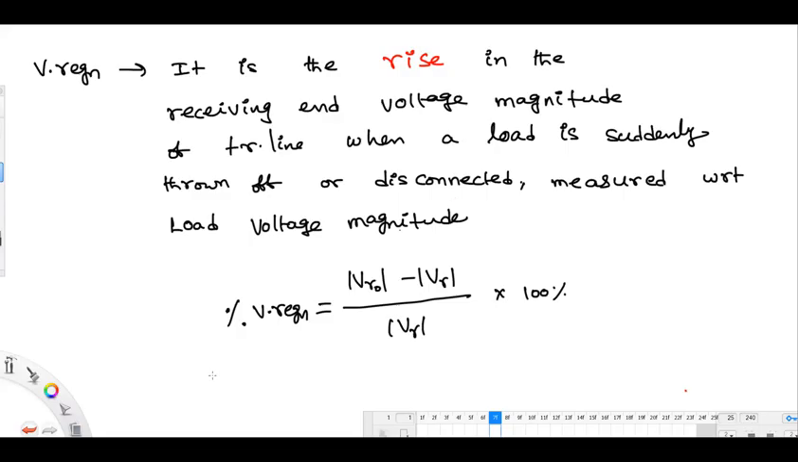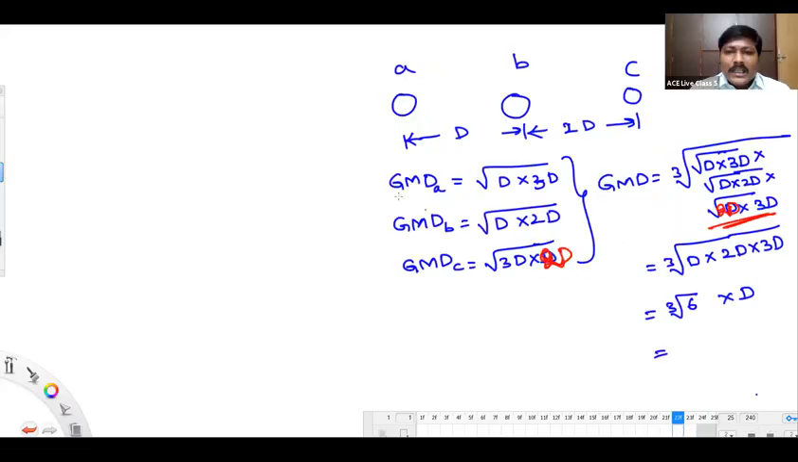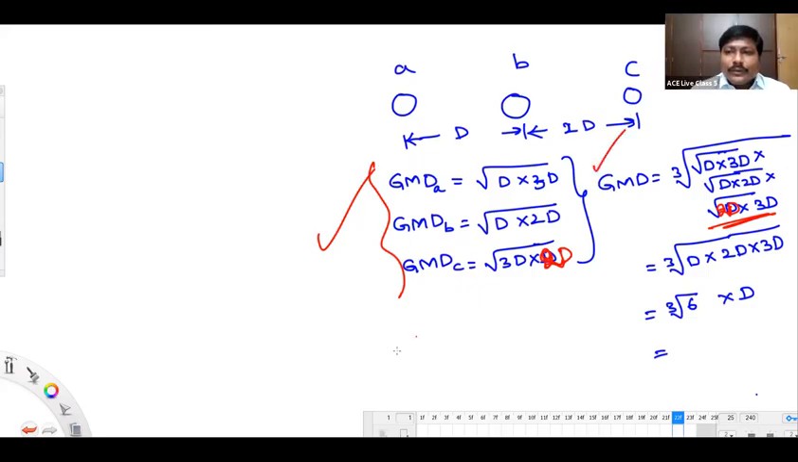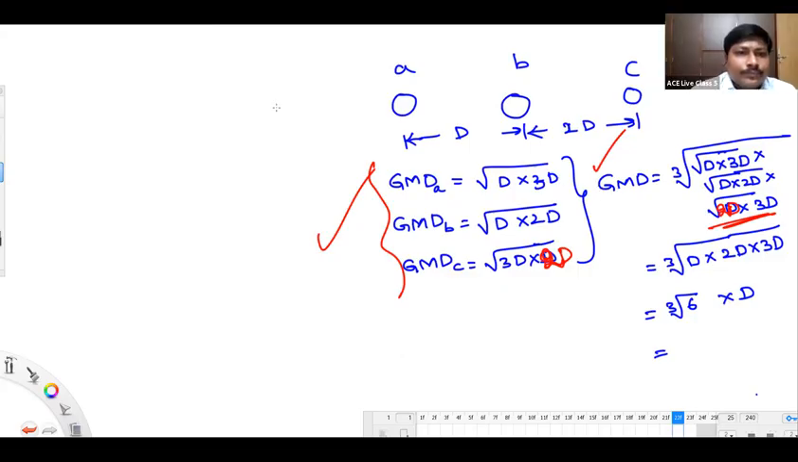Tell me, Gangadhar. Sir, in the last class one boy asked how to find the GMD of 3 conductors. Sir, is it for a transposed or untransposed case? The untransposed case, you use these 3. The transposed case, directly the distance between those conductors, sir. The transposed case, you use this one. Okay, sir. I got it, sir.